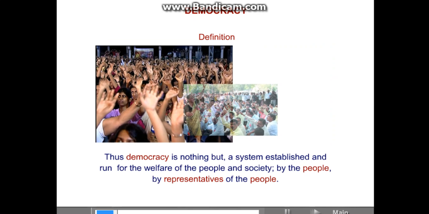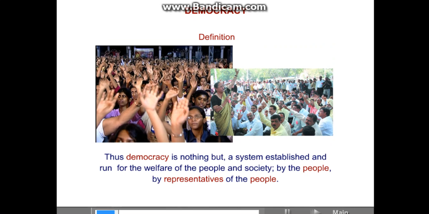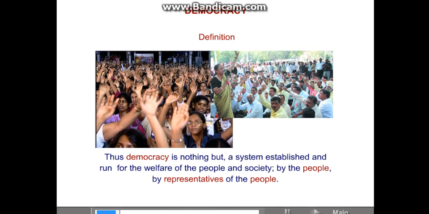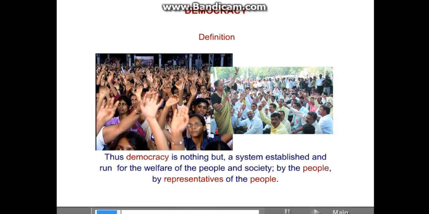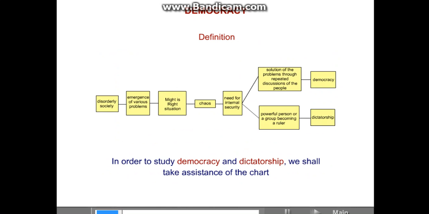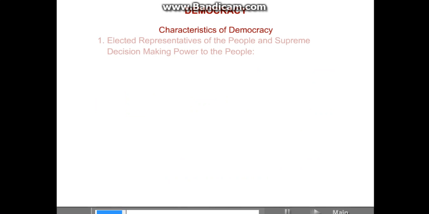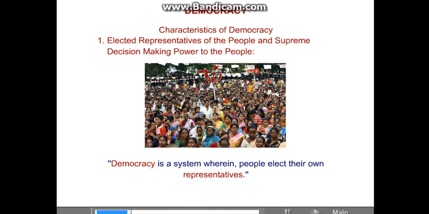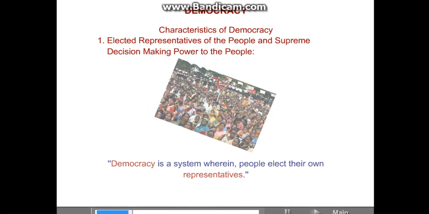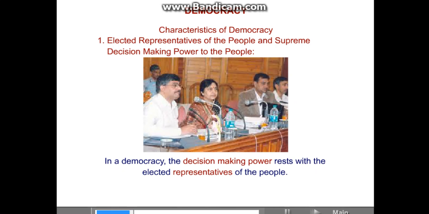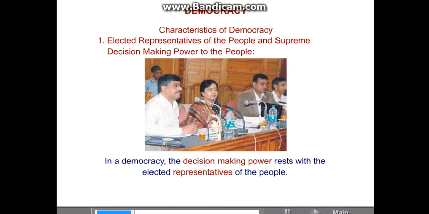Thus, democracy is nothing but a system established and run for the welfare of the people and the society, by the people, by representatives of the people. In order to study democracy and dictatorship, we shall take assistance of the chart. Characteristics of democracy. 1. Elected representatives of the people and supreme decision-making power to the people. Democracy is a system wherein people elect their own representatives. In a democracy, the decision-making power rests with the elected representatives of the people.